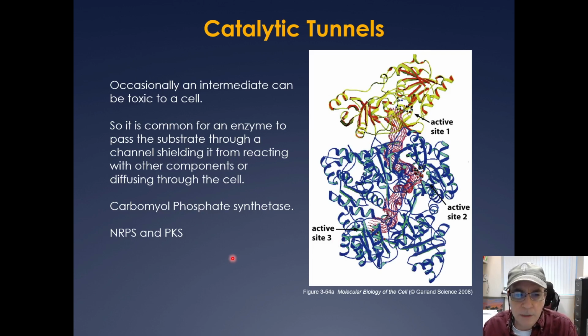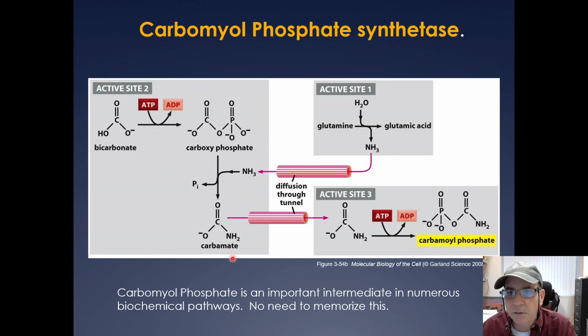So let's look at what carbamoyl phosphate synthetase does. Once again, nitty-gritty details. You guys don't have to memorize this, but I think it's important that you understand the big principle here. Okay, so here's carbamoyl phosphate at the end. This is the molecule that's going to be made, and in active site 1, glutamine becomes glutamic acid, and that releases a molecule of ammonia.